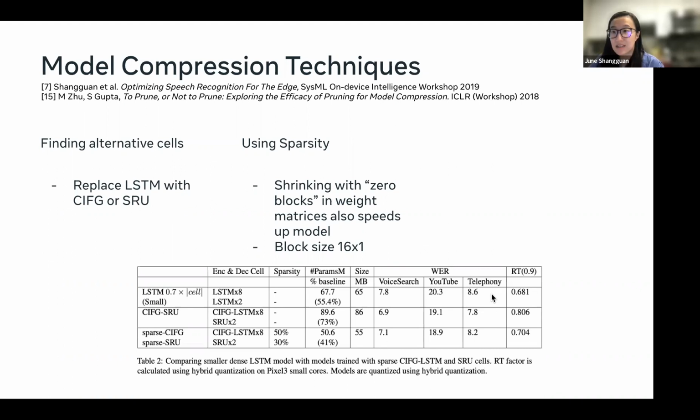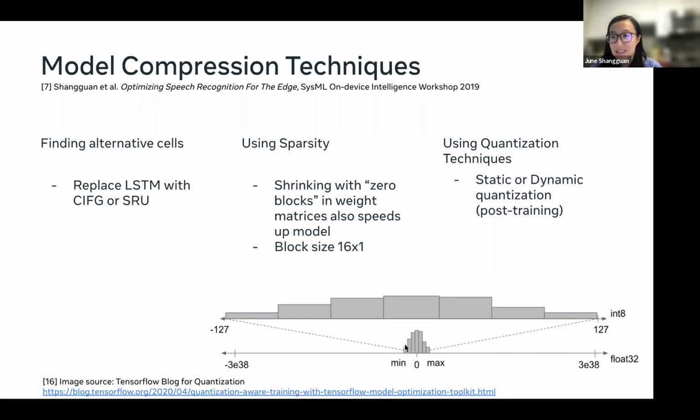But one thing that is worth mentioning is that because of the sparse indexes and matrices, you do have to have slightly more RTF because you're unpacking the layers and computing with sparsity. So it's not exactly a faster computation, but it definitely is a smaller model. Last but not least, I am sure all of you are very familiar with quantization.